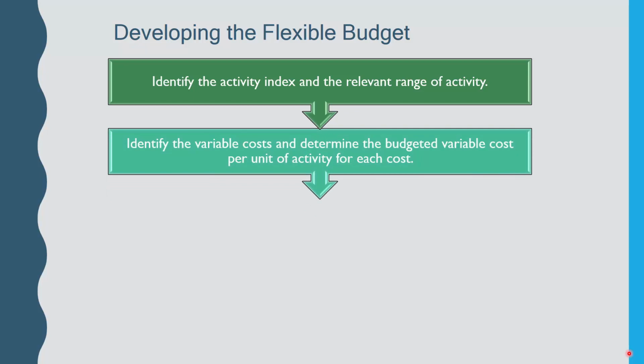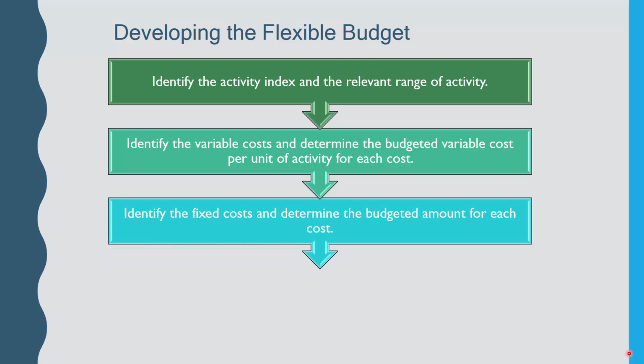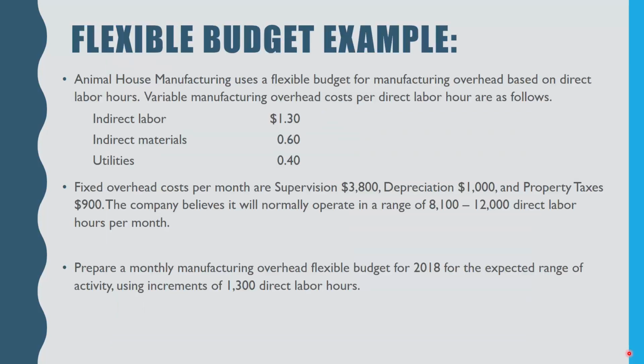The next step is to identify those variable costs and determine the budgeted variable cost per unit for each of those items. Then we need to identify the fixed costs and determine the budget amounts for each of those. And then lastly, we can prepare the budget based on the selected increments of activity within that relevant range.